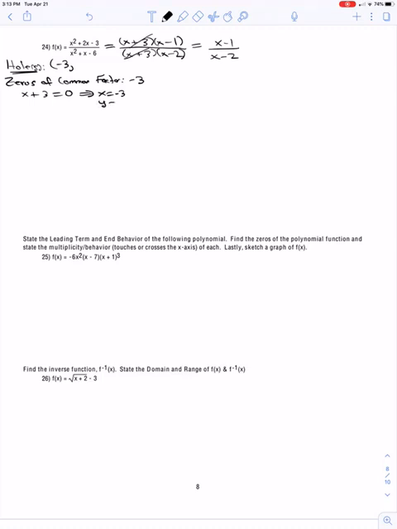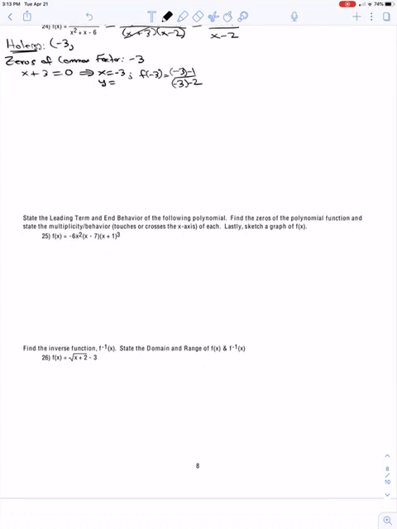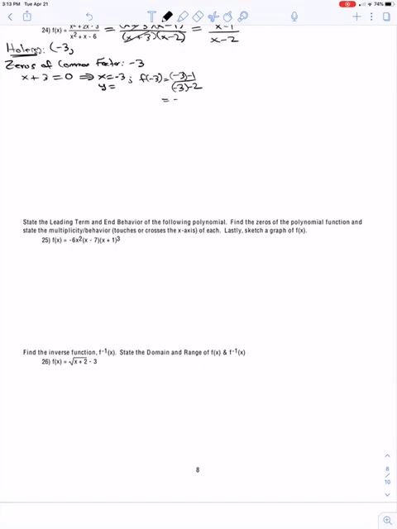Now we've got to find the y-coordinate. So let's go ahead and plug that in. What does f of negative 3 equal? It'll be negative 3 minus 1 over negative 3 minus 2. And as we simplify that, we get negative 4 over negative 5. So y is equal to 4/5. There's the y-coordinate. So our hole will be at the ordered pair, negative 3, 4/5.